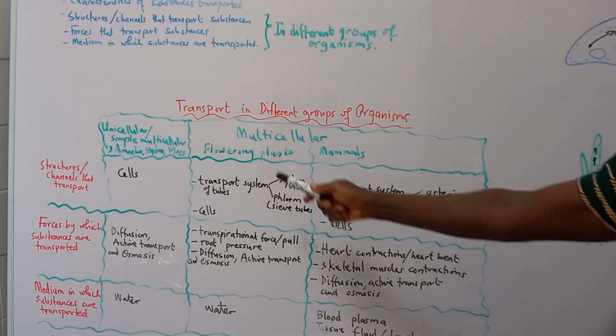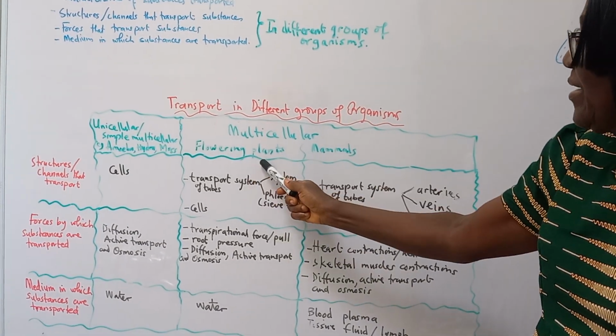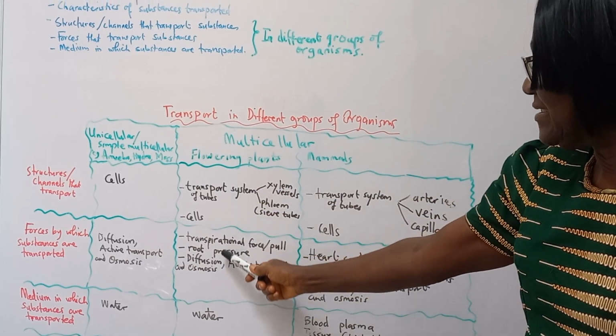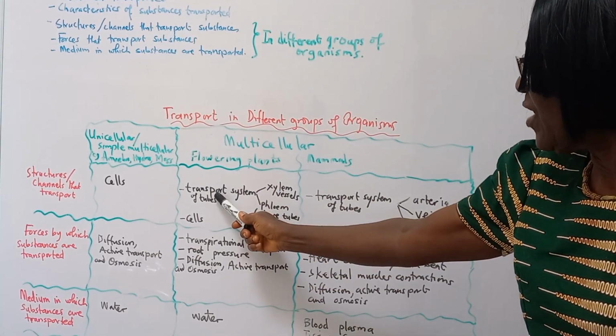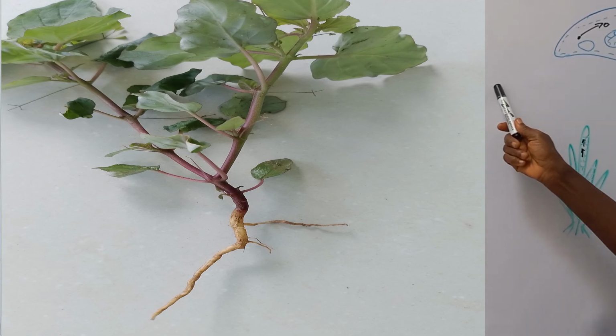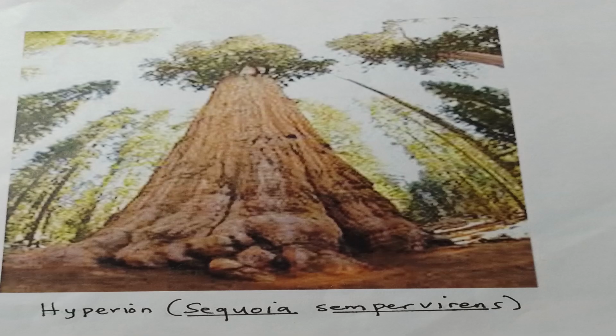Good. What about multicellular organisms like flowering plants and big ones like chordates, mammals? Let's take flowering plants first. We take flowering plants, even a small flowering plant like you have, or a huge one, as you can see, this hyperon.